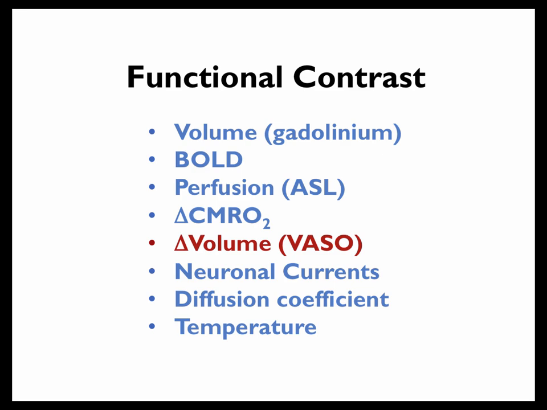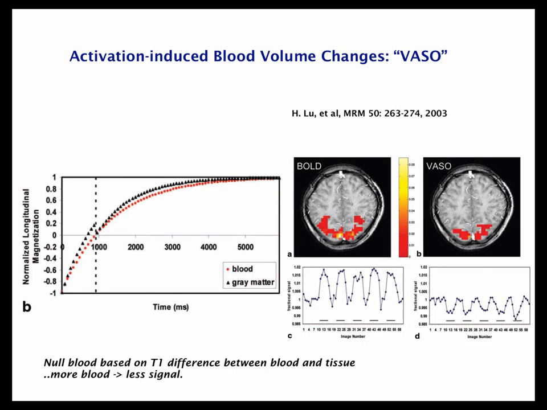Okay, so blood volume imaging. This is a non-invasive technique for looking at blood volume. It was developed by Han-Zeng Liu at Hopkins when he was a graduate student. The idea here is that if you give an RF pulse, an inversion recovery pulse, it turns out that different tissue has different longitudinal relaxation rates, and blood has a different longitudinal relaxation rate than tissue.